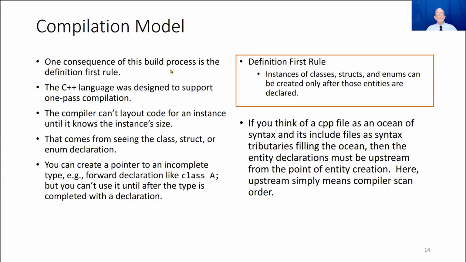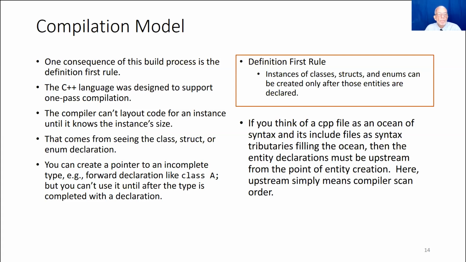Okay, so one of the consequences of this build process is the definition first rule. The C++ language was designed to support one-pass compilation. What that means is that before we can create an instance of something, we need to know its size. The compiler can't lay out code for it until it knows how big it is, and the only way it knows is to see the declaration for the class that we're creating an instance of. So we have to see the declaration first of a class before we can create an instance of that class.